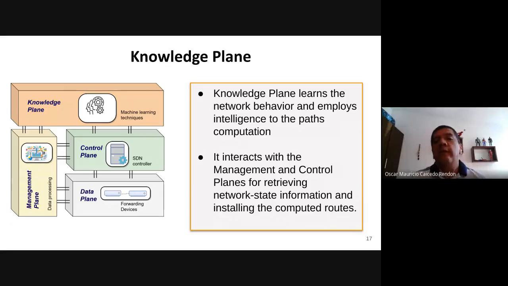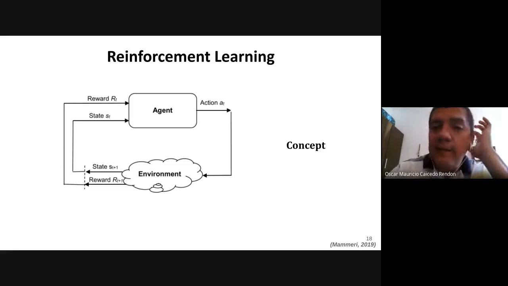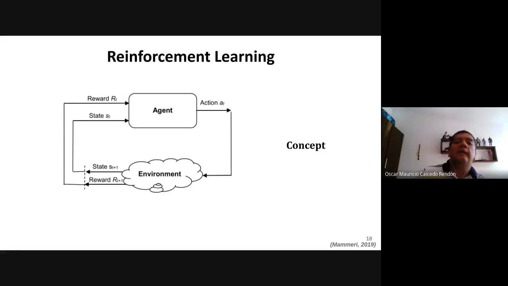Basically, we use the knowledge-defined architecture to present a solution for routing in the context of software-defined networks. What is the idea? The idea is to include reinforcement learning in this knowledge plane. Briefly, reinforcement learning models are defined based on states and actions, and their corresponding rewards. The idea is that the system based on reinforcement learning finds the best actions to maximize accumulated reward by interacting with the environment.